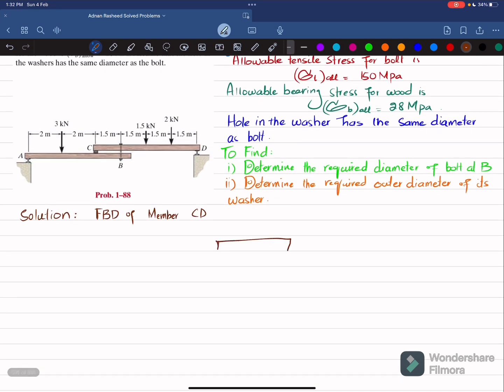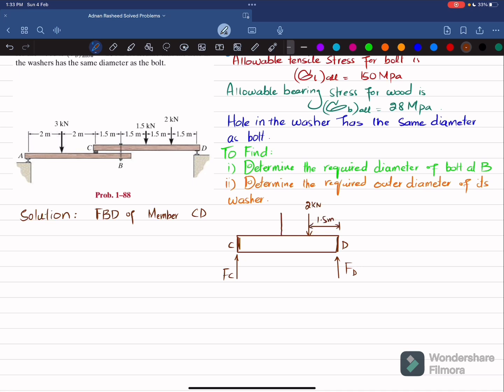Let me draw it first. Let this be the beam. This is point C. So we have FC acting upward. This is point C, and this is your point D. Clear? So your force FD will also be upward. There is a 2 kilonewton load acting at a distance of 1.5 meter from this. So this distance is 1.5 meter.